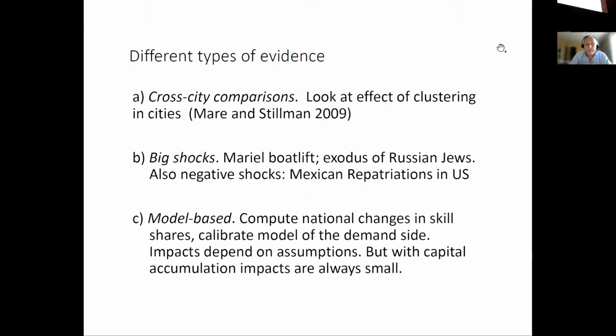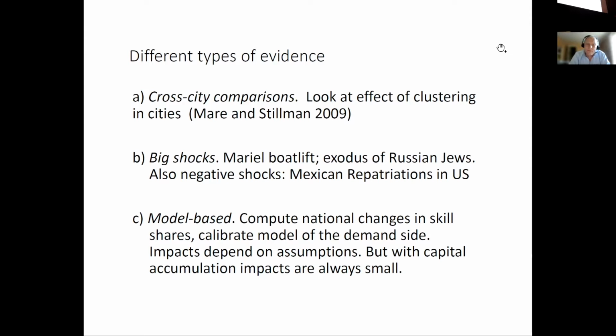And there's a bunch of different types of evidence that have been derived to study these effects. One is to look across cities or regions. Murray and Stillman have a study like this. I've got a couple of studies like this for the US. Another is to study big shocks like the Mariel boat lift or the arrival of Russian Jews in Israel. There's an interesting big shock a couple of times in the 20th century. The United States expelled huge numbers of Mexican workers, and so you get a reverse big shock.